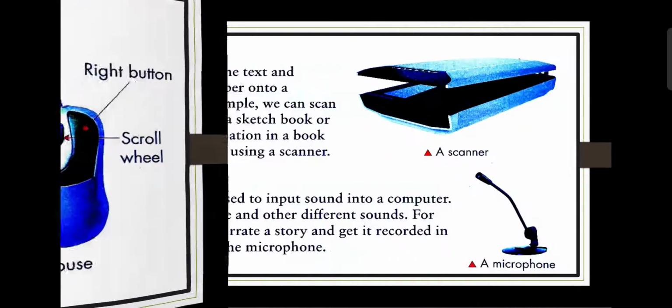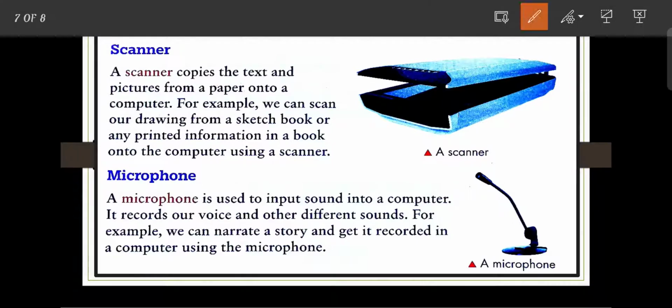The next device is the scanner. This is an image of a scanner, and a scanner copies the text and pictures from a paper onto a computer. That means you have a printout, a paper in your hand, and you need to convert this paper into digital format, then we use the scanner. For example, we can scan our drawing and sketchbook and printed information in a book onto the computer using the scanner.